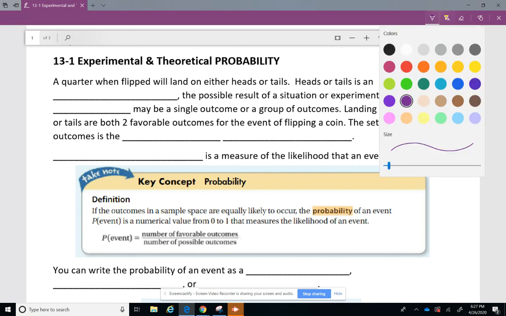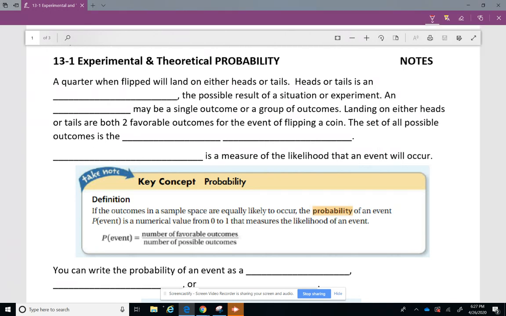All right, so let's get started with experimental and theoretical probability. This is probably going to be super easy for you. A quarter, when flipped, will land on either heads or tails. Heads or tails is an outcome. That means that's what's going to happen when you flip a coin. It's either going to land on heads or it's going to land on tails. That's an outcome. It's the possible result of a situation or experiment.